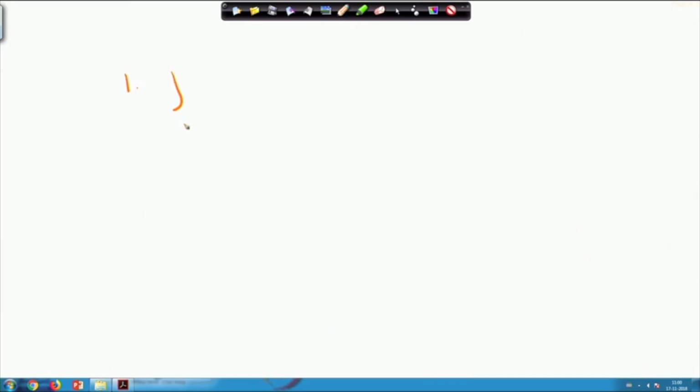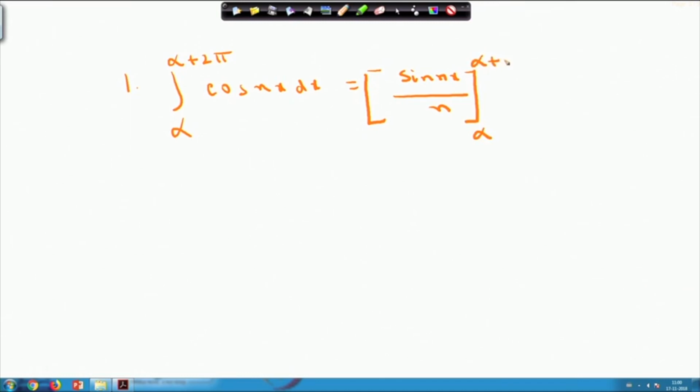Number 1, integral alpha to alpha plus 2 pi cos nx dx. What is the value of this? This is nothing but sin nx by n from alpha to alpha plus 2 pi. And if you put the limits, the value will be 0. So, please note that integral alpha to alpha plus 2 pi cos nx dx equals 0.